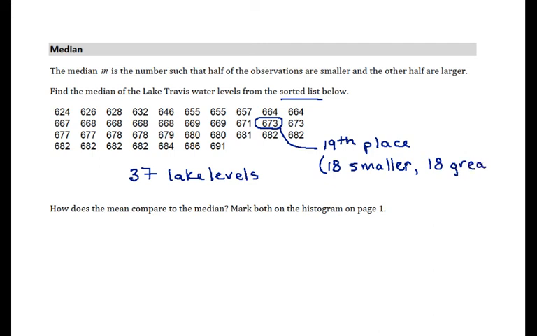So we're aiming for the middle is what happens. If we have an odd number of values like we had here, then when we aim for the middle, we're going to get an actual number. So the median, which we often abbreviate with this lowercase m, is 673.